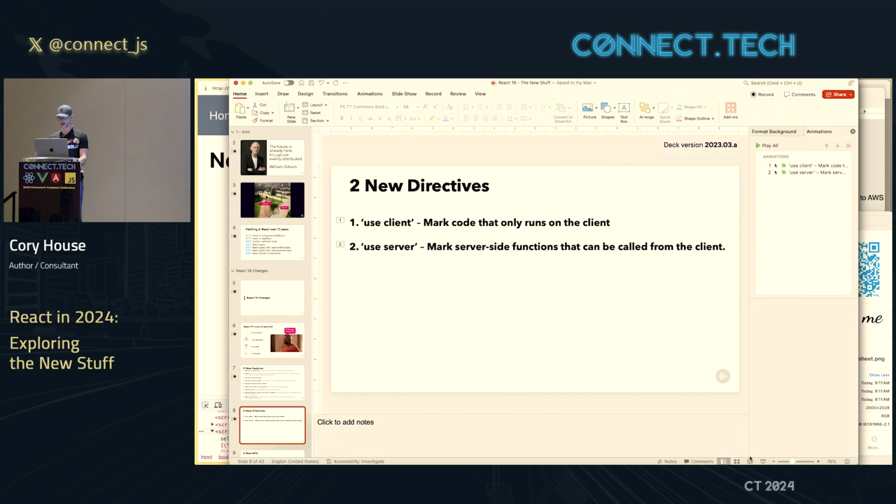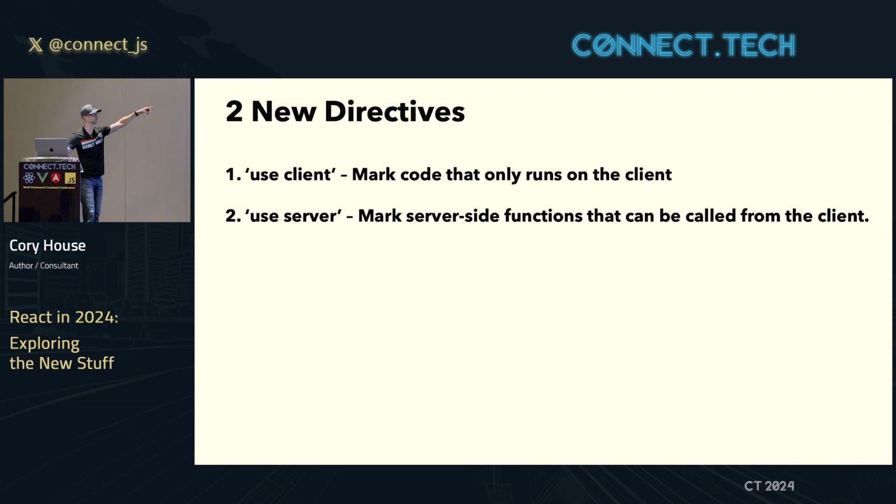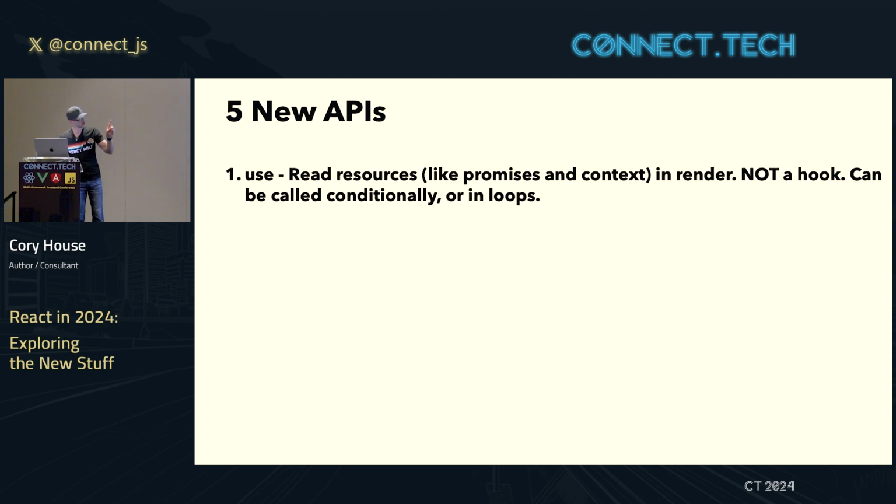Okay, so back over here, I just showed the use client directive. We talked about the use server directive, which marks server-side functions that can be called from the client. Okay, we got 5 new APIs. Use is interesting because it lets me use promises or context in render.